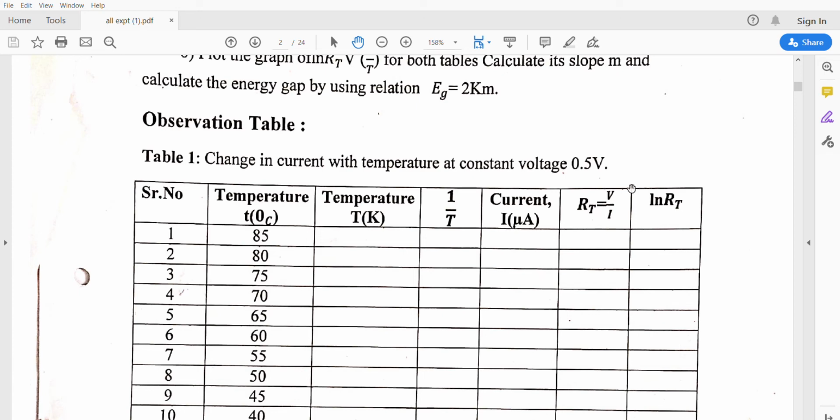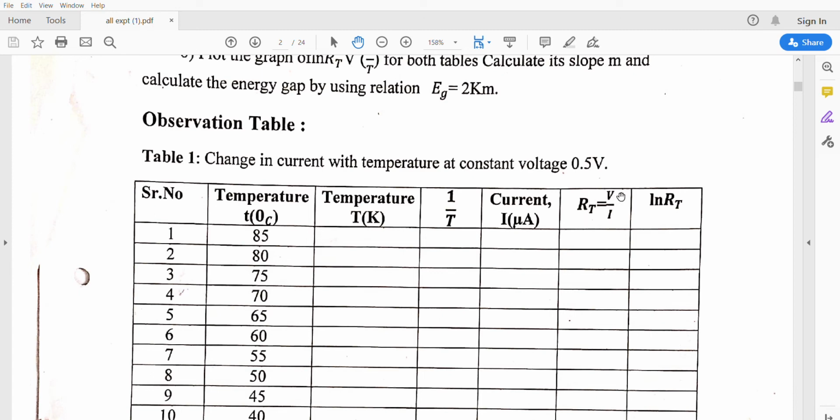So we know Ohm's law. Please observe this column of the tabular column. We know the current and we know the voltage, because the voltage is fixed here, it is an already known value. The current readings we are taking from the ammeter, so from that we can calculate the resistance at that particular temperature by taking the ratio of voltage upon current from Ohm's law.